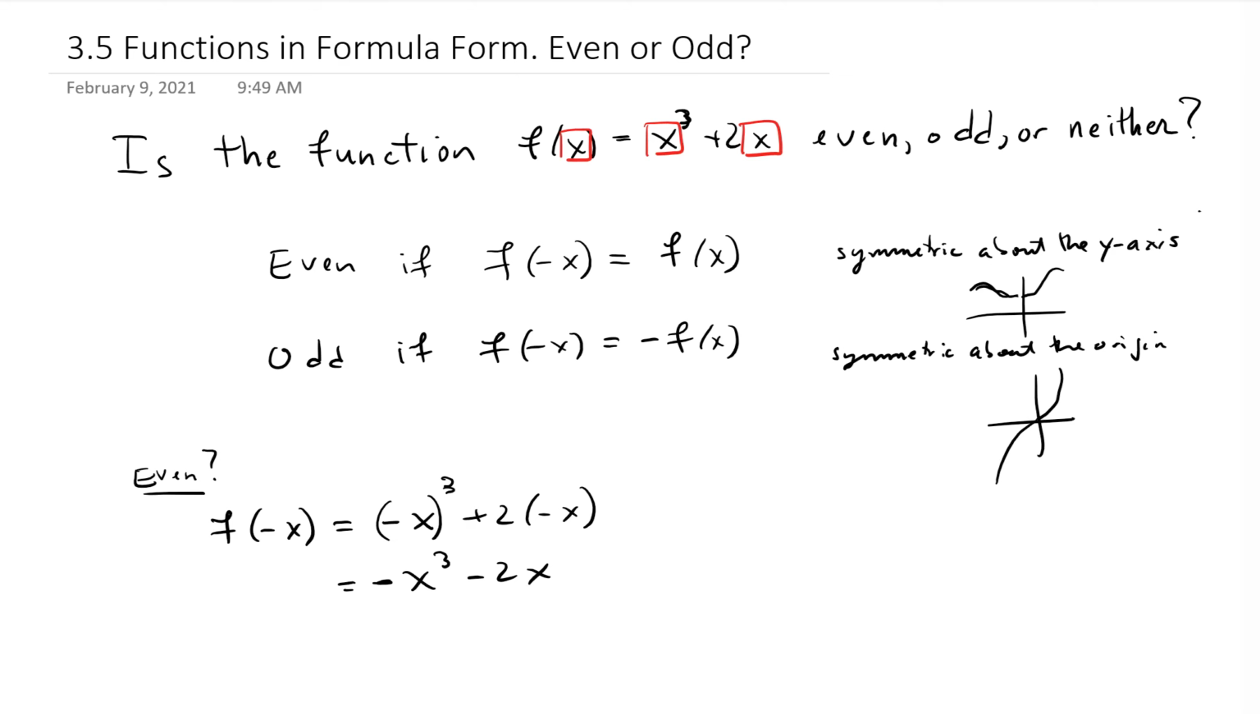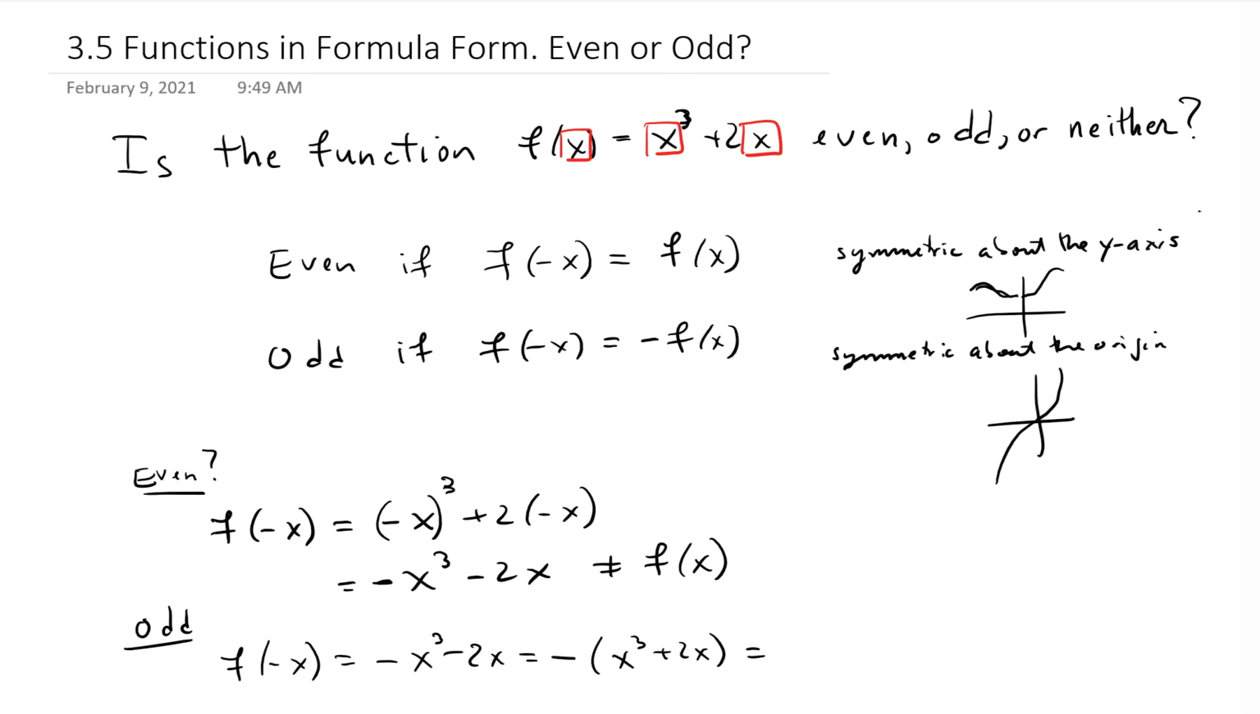Okay, and this is not equal to f of x. But we actually see that it's the opposite of f of x. So for verifying that it's odd, f of minus x, I don't have to redo the work. It's actually minus x cubed minus 2x, so it is indeed minus f of x. So yes, it's going to be odd.